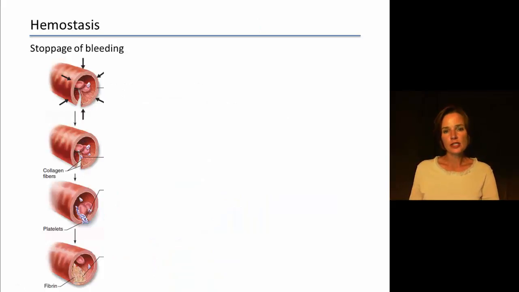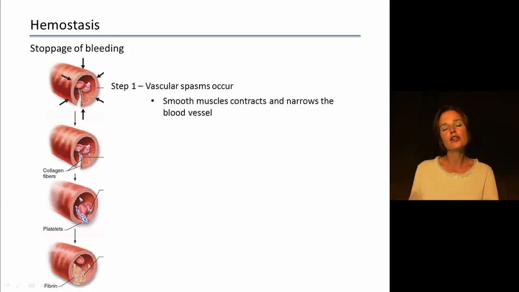If we talk about hemostasis, this is going to be clotting or stoppage of bleeding. There's a number of different steps that take place when we're looking at stoppage of bleeding. If we review those here, the first thing is that in step 1, there have to be some vascular spasms that occur. And what we mean by this is that the smooth muscles are going to contract, and when they contract, they're going to narrow the blood vessel. So that is what we see happening in the first picture here.